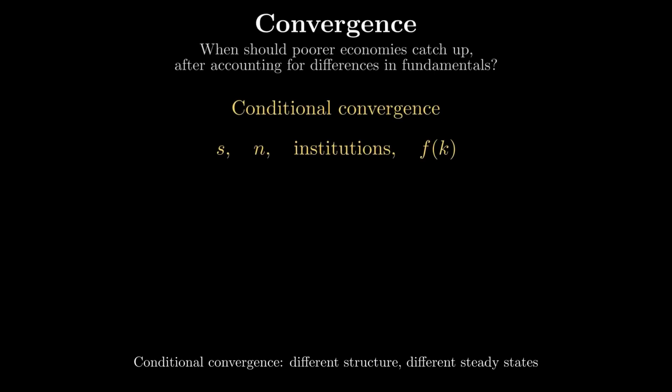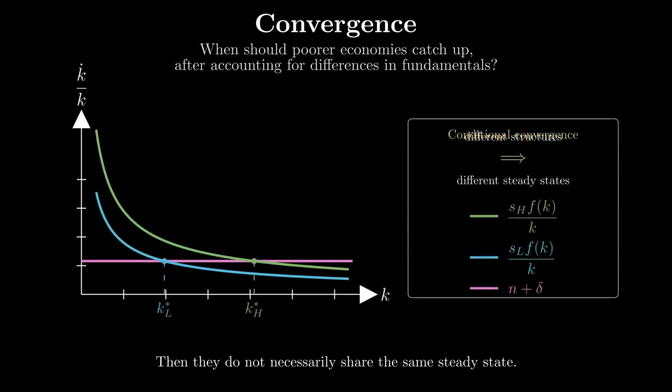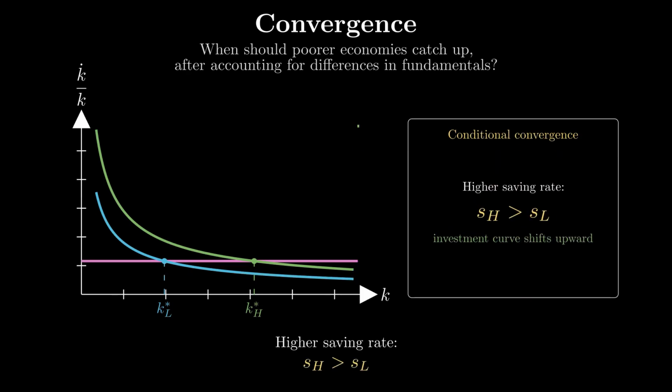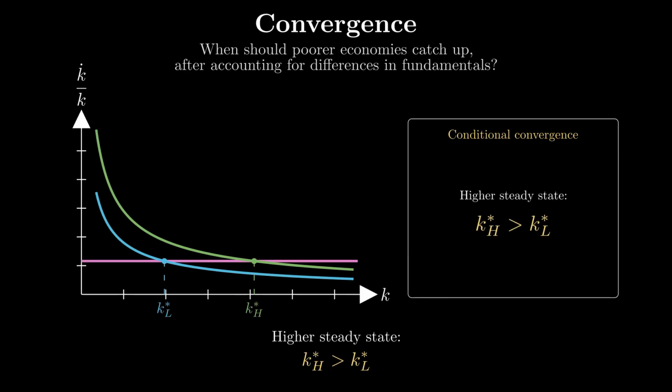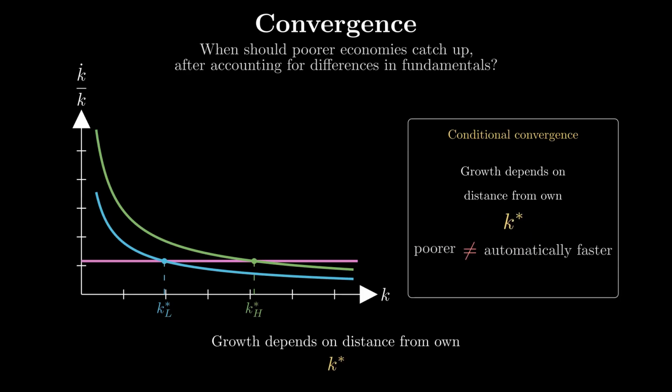Because countries may differ in their saving rates, population growth, institutions, or production structure, they do not necessarily share the same steady state. For example, a higher saving rate shifts the investment curve upward, and that raises the steady state level of capital per worker. So, a country grows faster when it is further below its own steady state, not simply because it is poorer than another country.